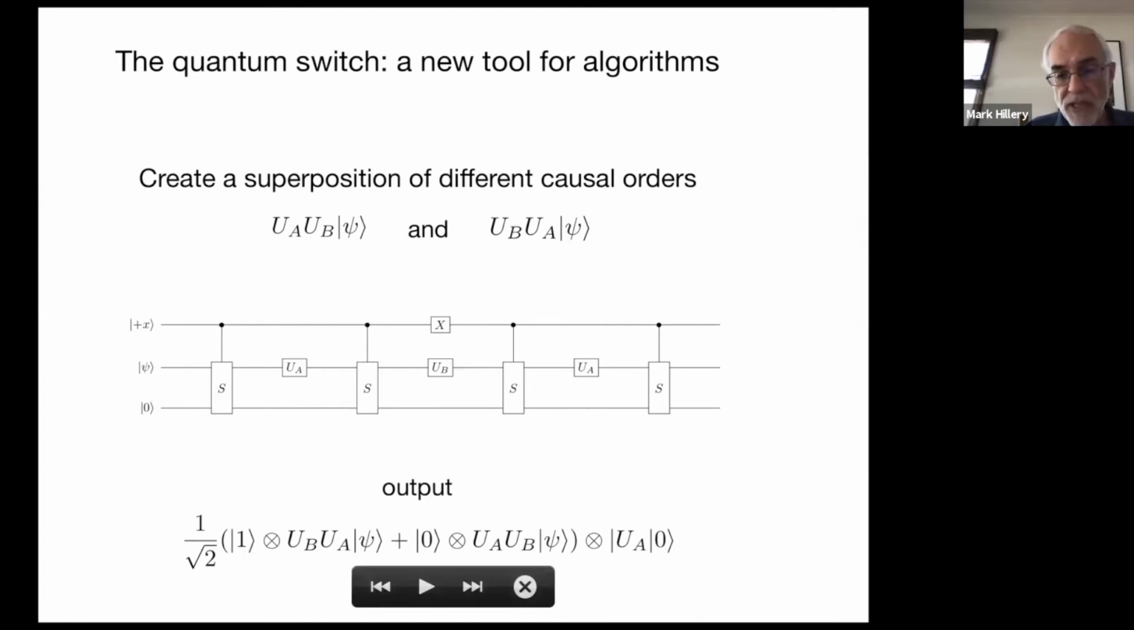And the output of this thing, you can see it down here, is if the upper qubit is in the state 1, A is applied before B. If the upper state is in the state 0, B is applied before A. So you get a superposition of different causal orders of the operations in the circuit. Okay, so as I said, you're going to hear a lot more about this on Friday.